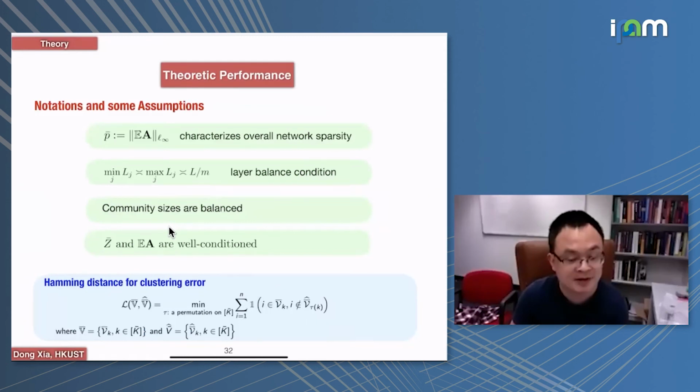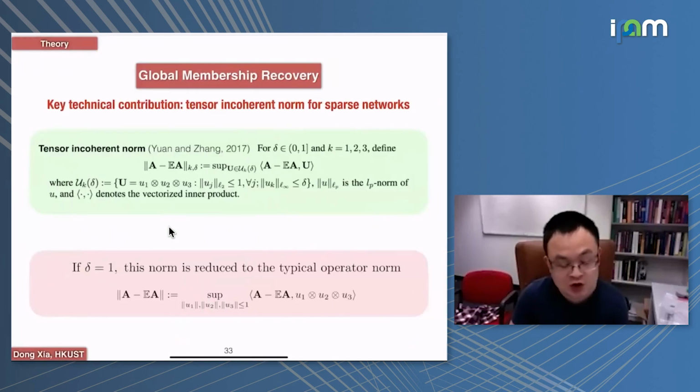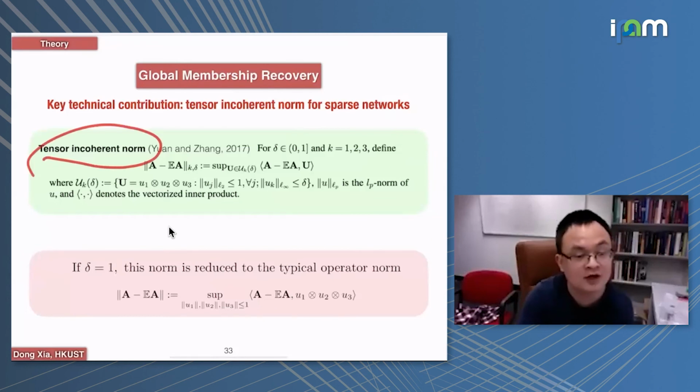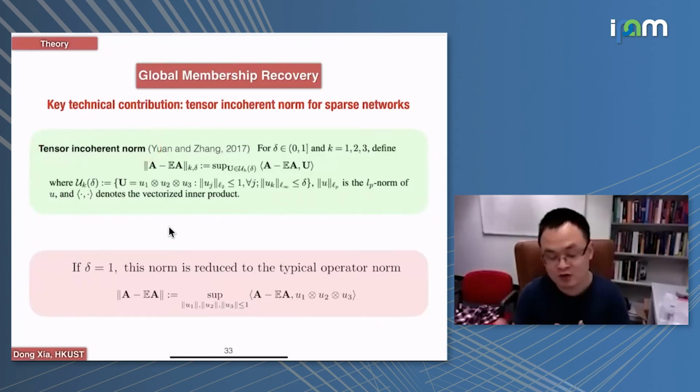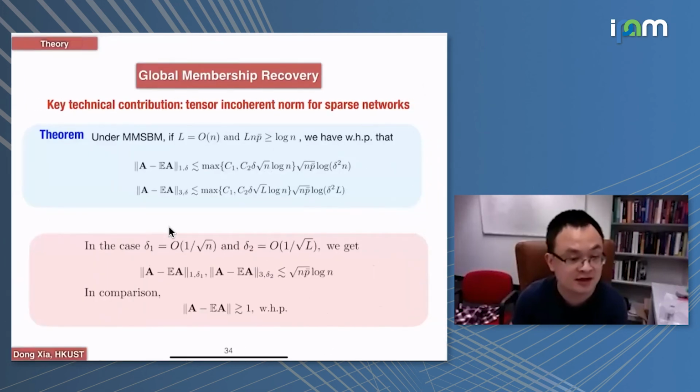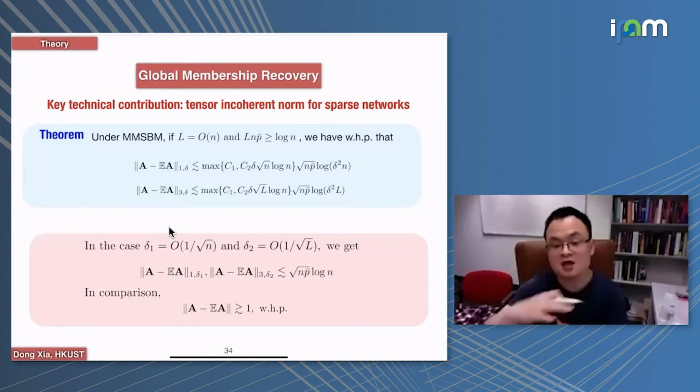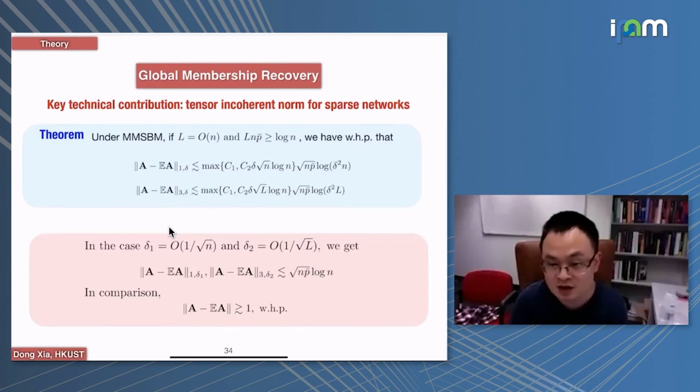But essentially, we want to show that if we introduce this tensor incoherent norm, and prove a very sharp tensor incoherent norm bound, then our method can deal with very, very sparse networks. In other words, even if some layers are disconnected graphs, our method still works. But time is not enough, so I will skip the theory part.